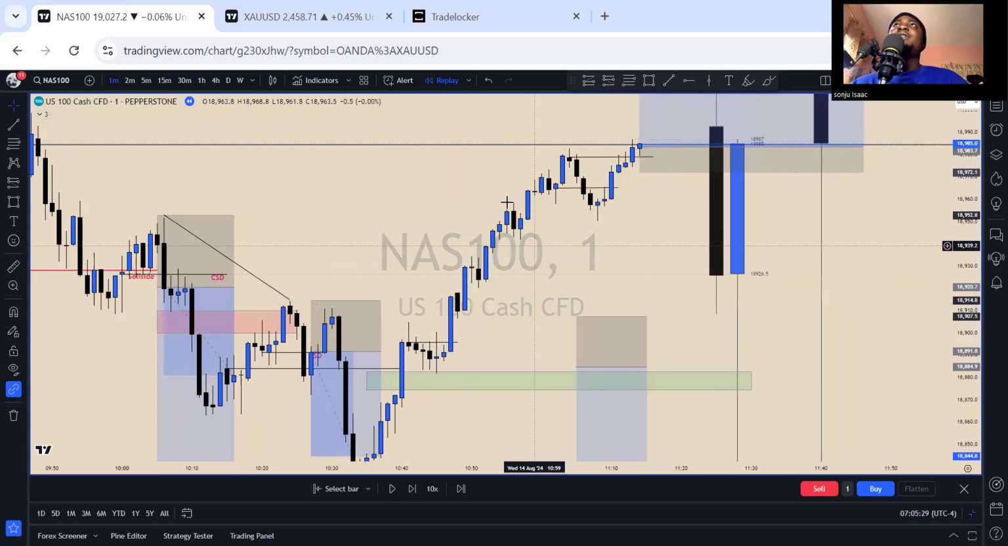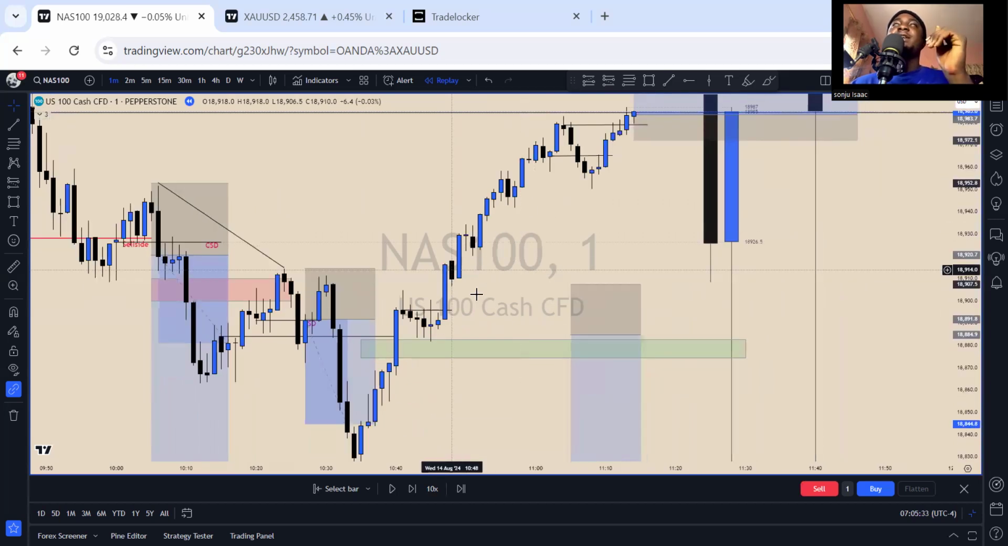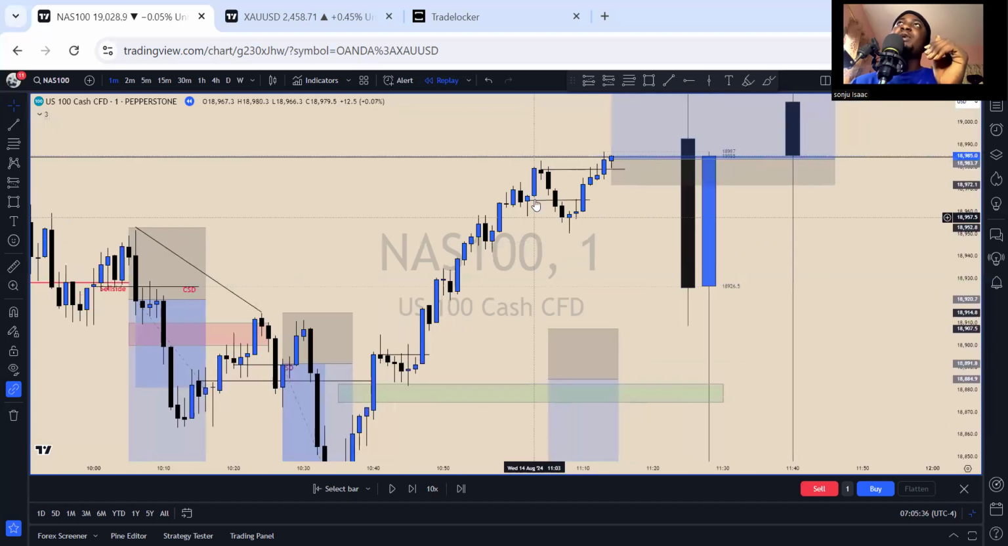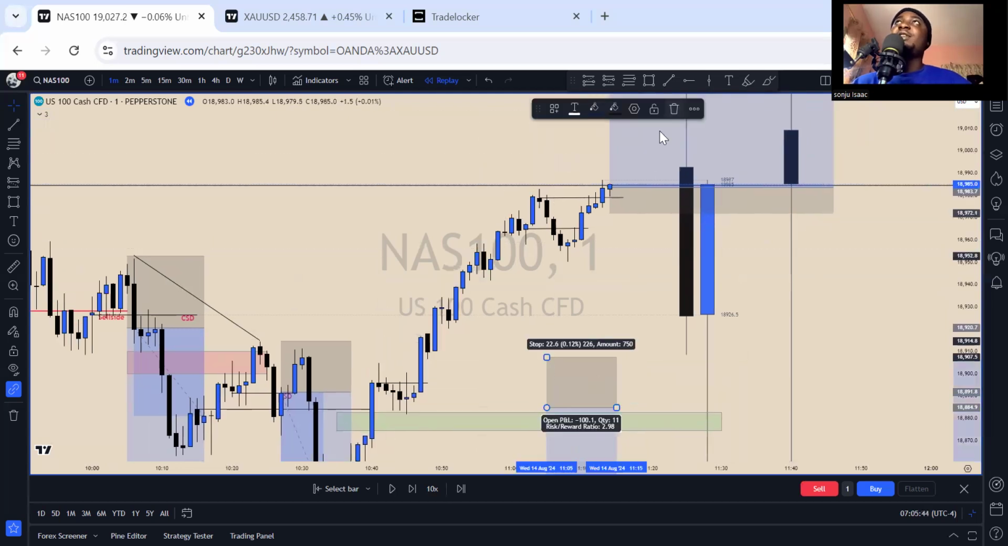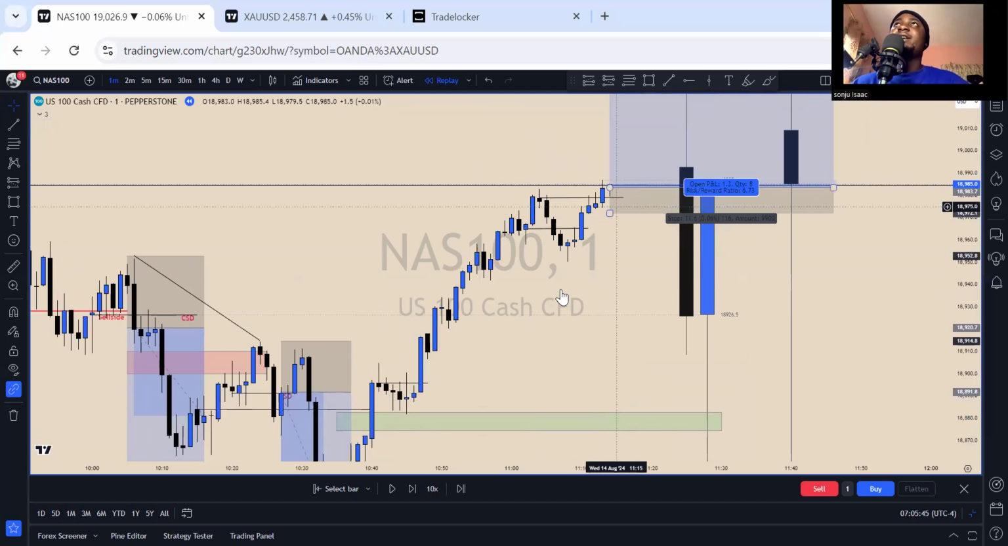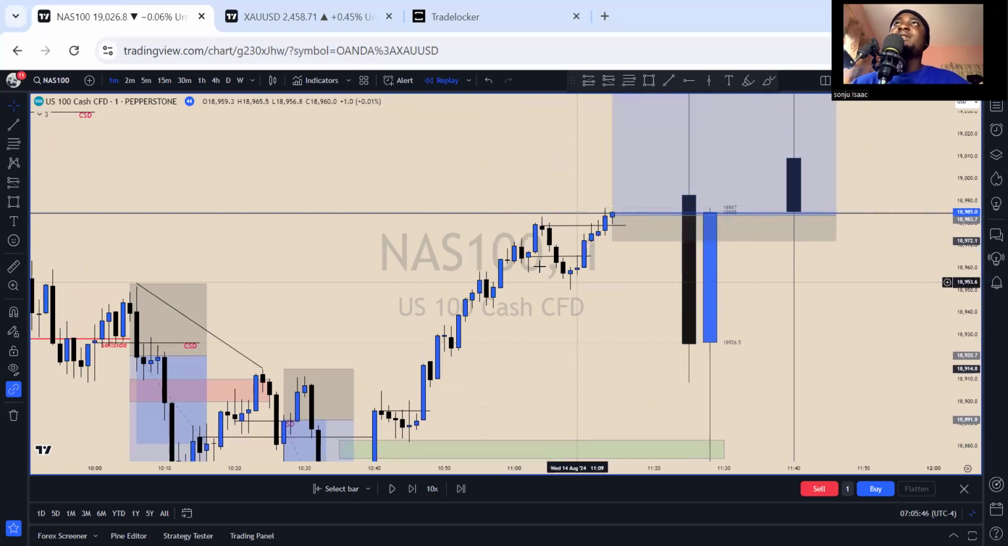So let's say you missed all of this, and just because the day we are reacting off of a daily fair value gap, you don't expect price to respect this bearish change in state of delivery. Because look at this. This is how I got into this entry right here. I wasn't expecting price to respect this, but you see, we had a close below this down close.